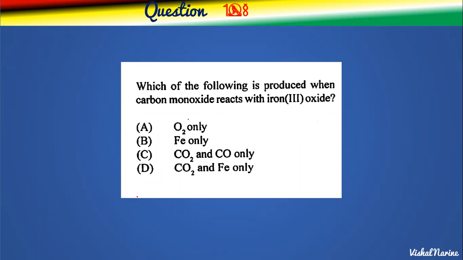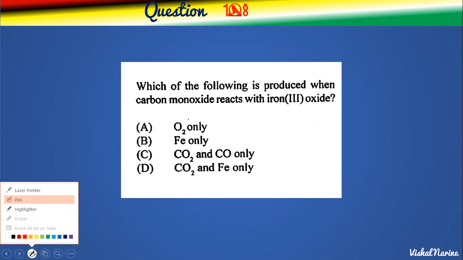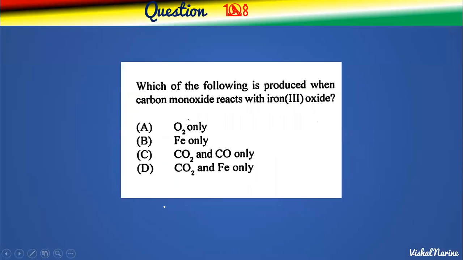So which of the following is produced when carbon monoxide reacts with iron 3 oxide? So let me just write out the equation for you, at least when you are revising, you know what's happening, and for the benefit of the grade 10 students, so that they can be able to write this equation. So it is carbon monoxide plus iron 3 oxide will give us iron plus carbon dioxide gas. Balancing this equation, we're going to have 3 in front of the carbon monoxide, 2 in front of the iron, and 3 in front of carbon dioxide. So looking at the options there, we'll see that there's going to be iron and carbon dioxide. So that is D.